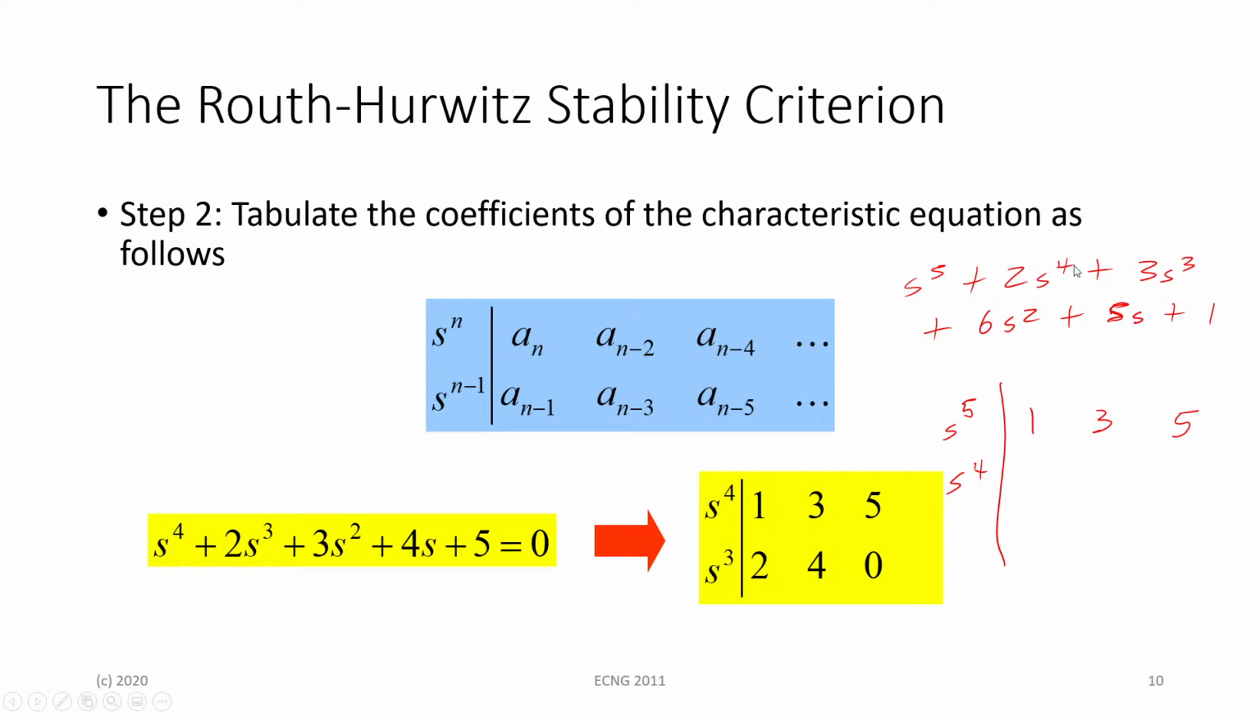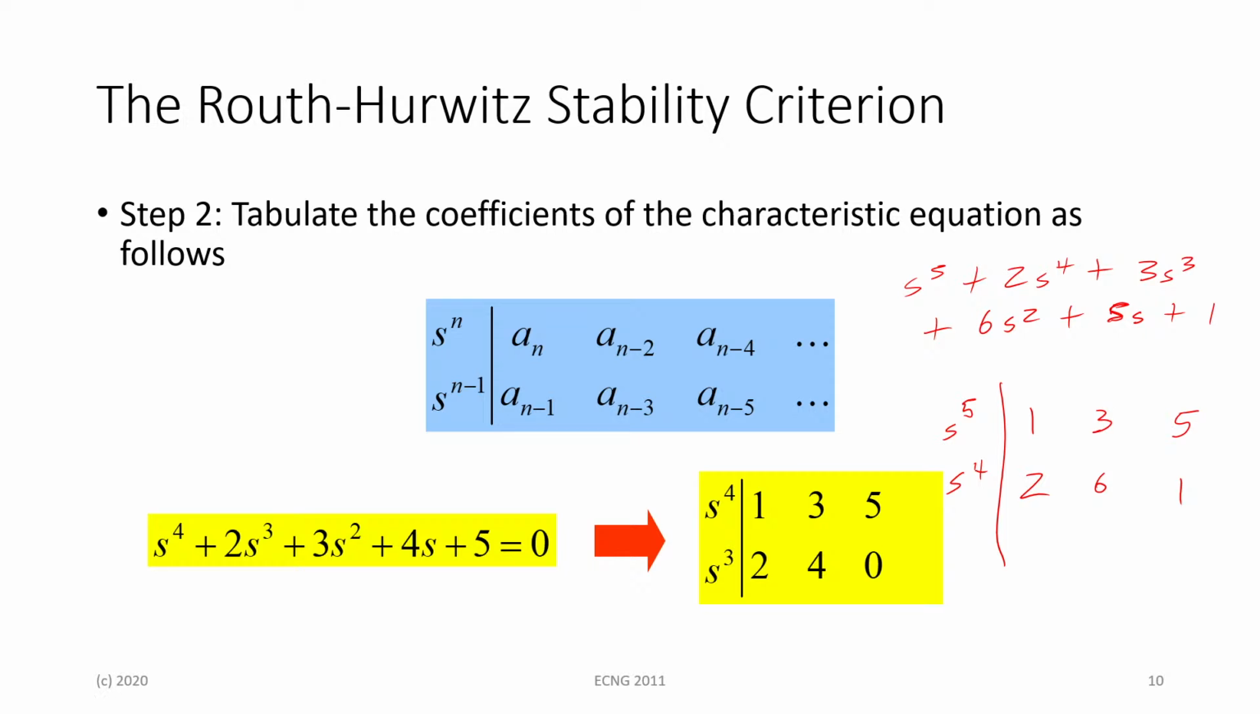So we start with s to the 4 here being the highest even power of s, and we see its coefficient here is going to be 2. And then the next highest even power of s here is going to be s squared, so that next coefficient here is going to be 6. And then the next highest even power of s is going to be s to the 0, so that's going to be a coefficient here of 1.